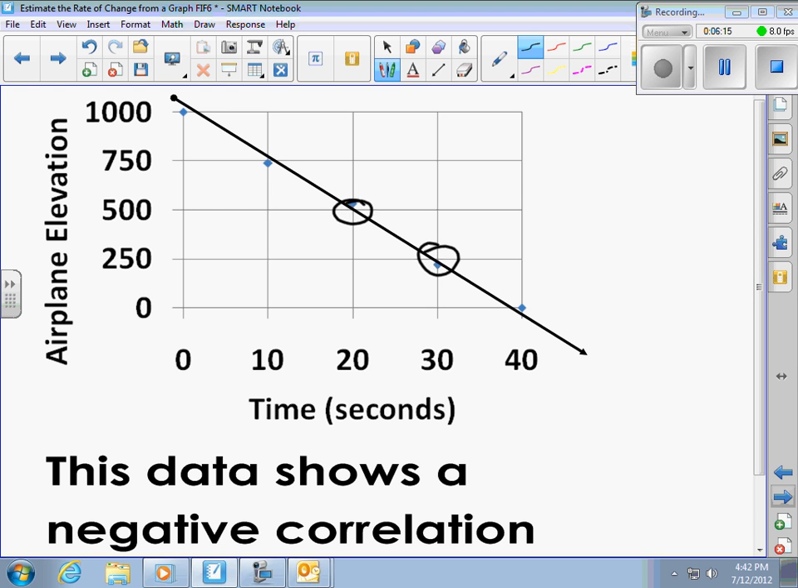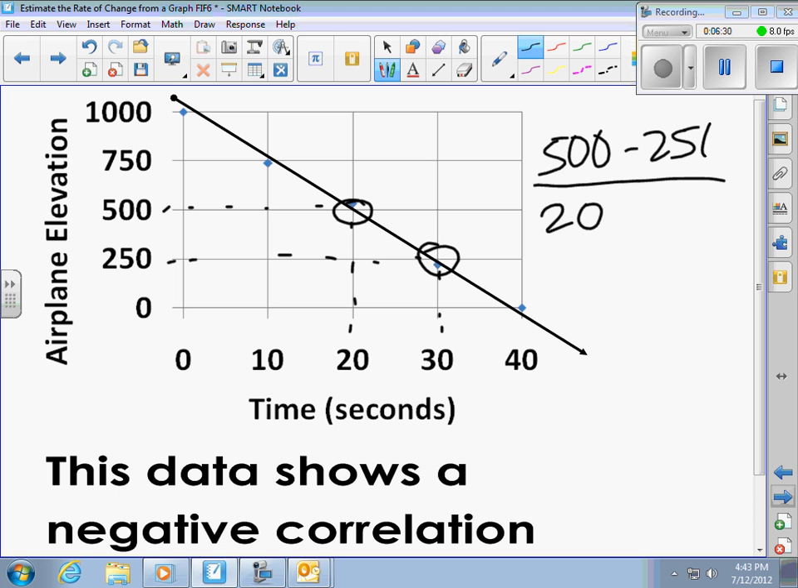So let's look at the change in elevation. The elevation was 500 at 20 seconds. The elevation was 250 at 30 seconds. So what that tells us is we have a change in elevation of 250 and a change in time of 10. Well, what does that mean? Well, what that really means is that the elevation has dropped.